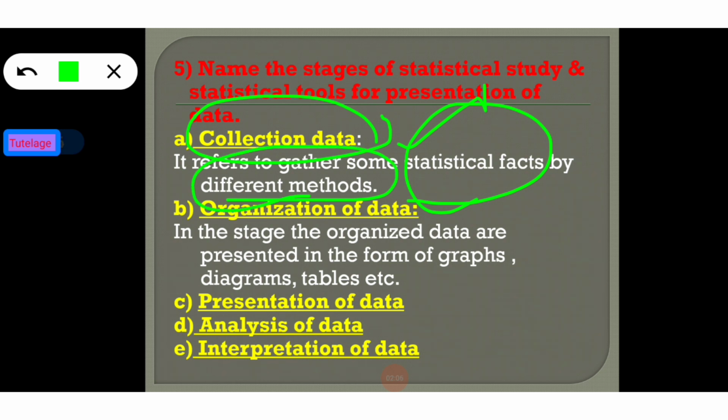Now going to the second stage: the organization of data. In this stage, the data are organized and presented in the form of graphs, diagrams and tables. Now going to the presentation of data. In this stage, the data is presented to all of you. Now going to the fourth stage, the analysis of data.